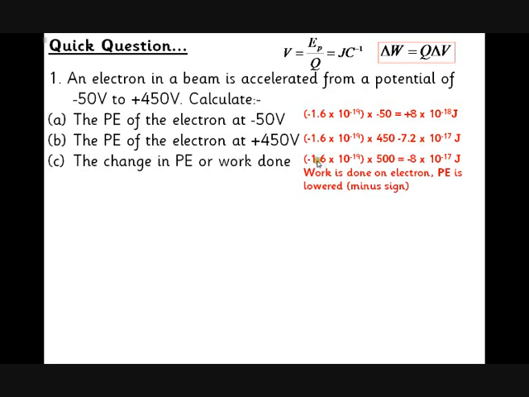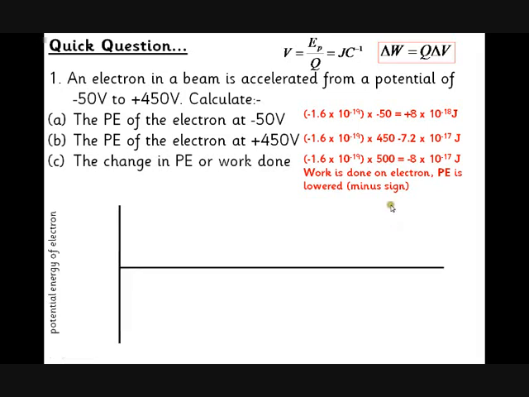What I've done is just gone -1.6 times 10 to the -19 times 500, which is my delta V. So the total change in energy is to do with the change in potential. The change in potential is from -50 to plus 450, which is a change of 500. So 1.6 times 10 to the -19 times 500 gives us our answer.